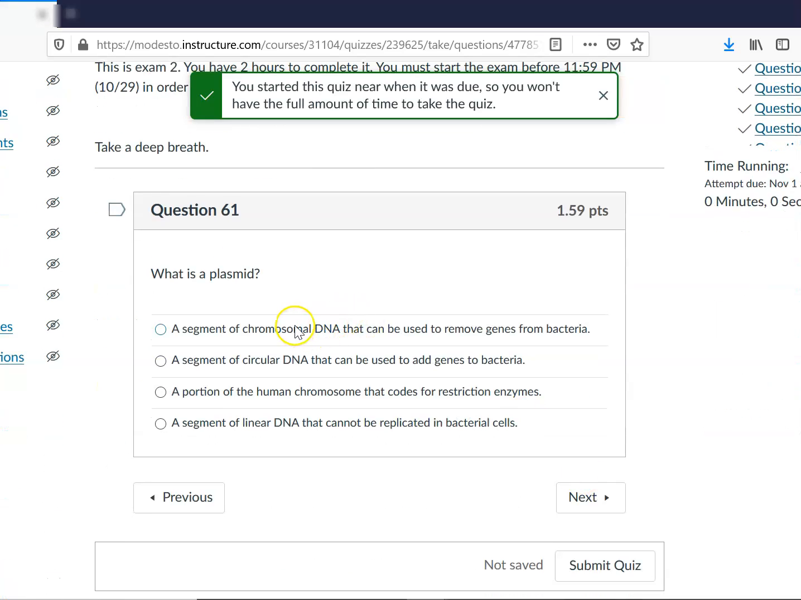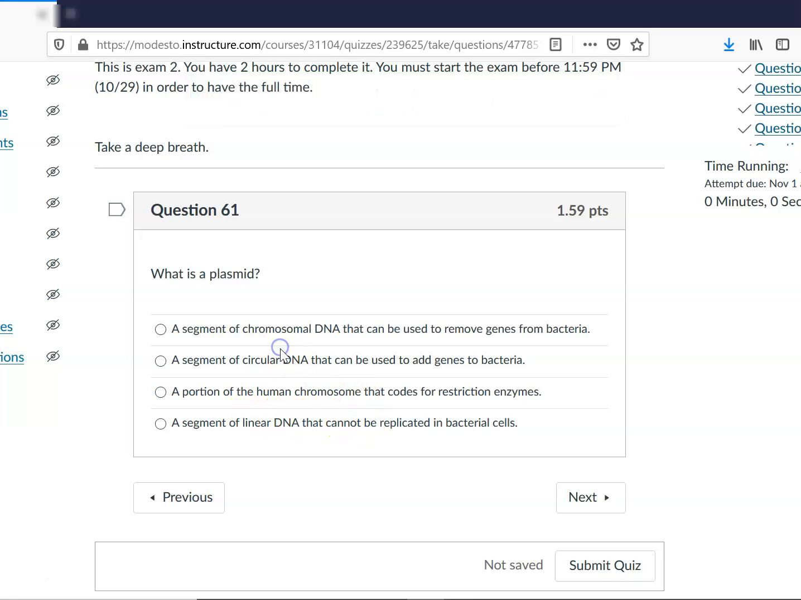What is a plasmid? A segment of chromosomal DNA? No. A portion of human chromosome? No. A segment of linear DNA that cannot be replicated? No. It's a segment of circular DNA that can be used to add genes to bacteria. It's not just bacteria. You can also use them in yeast and certain other eukaryotes, but it's a little piece of DNA that you can use to add to bacteria. They do use them in nature. It's how they exchange some genetic information. That is a plasmid.